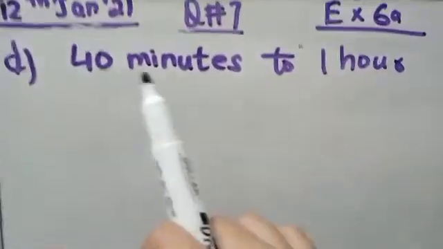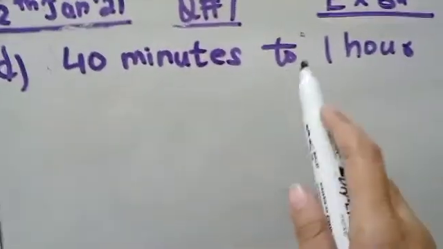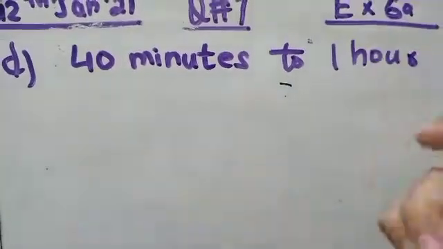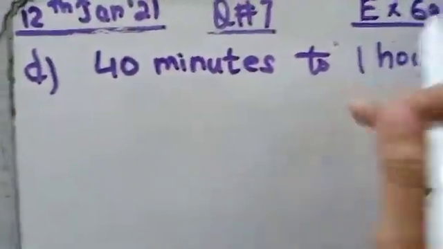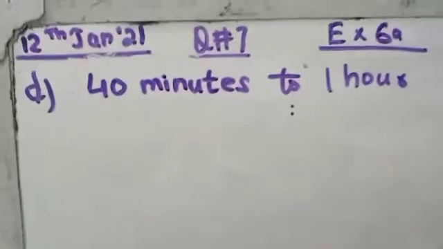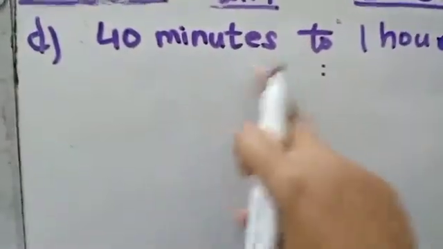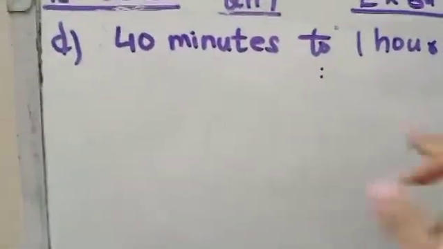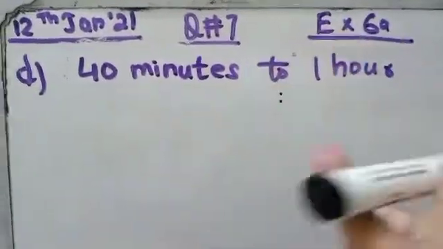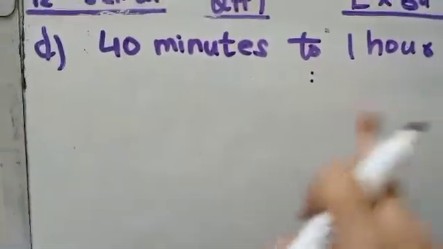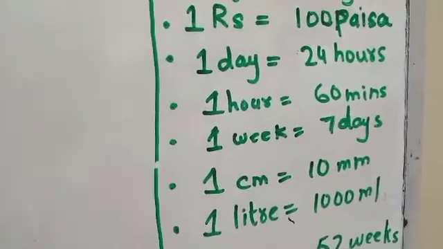Okay, now D part says 40 minutes to 1 hour. Please do not get confused. This 2 and 2 dots both mean the same. So whether I write 2 or this 2 dot, both mean the same. 40 minutes to 1 hour. Now again look, both the units are different. So I have to convert the unit. Minutes is smaller, hours is bigger. I will go back to my conversion units. It says 1 hour is equal to 60 minutes.